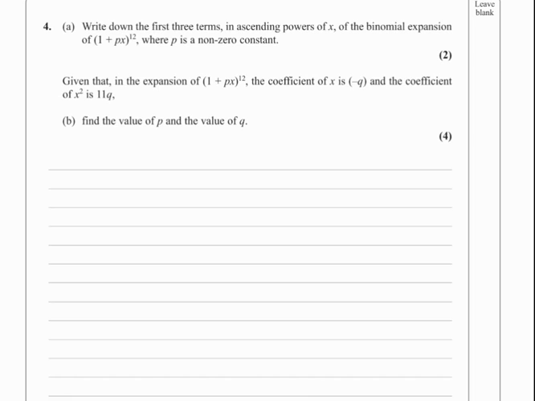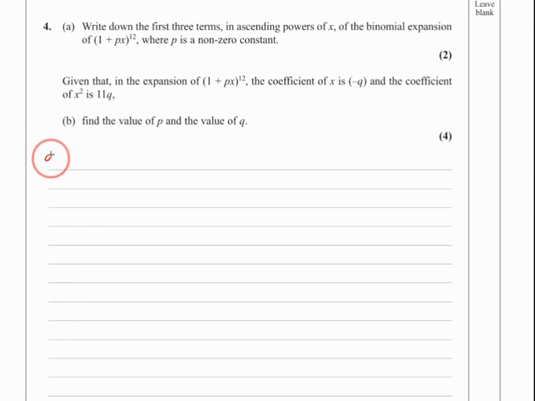Here I have a question on the binomial expansion. So these are exam questions that we're just going through. The first part says to write down the first three terms in ascending powers of x of the binomial expansion of (1 + px)^12, where p is a non-zero constant.